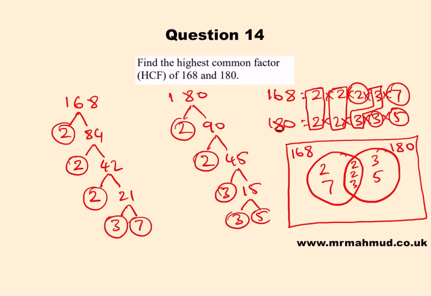Now to find the highest common factor, we need to multiply, so 2 times 2 times 3. 2 times 2 is 4, 4 times 3 is 12. So the highest common factor is 12.